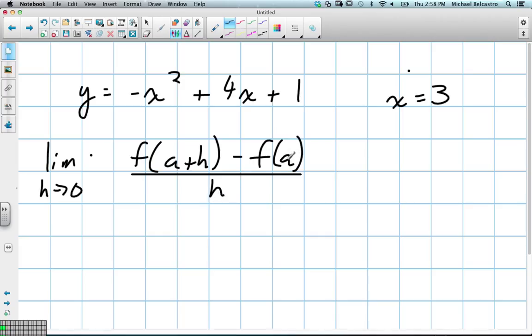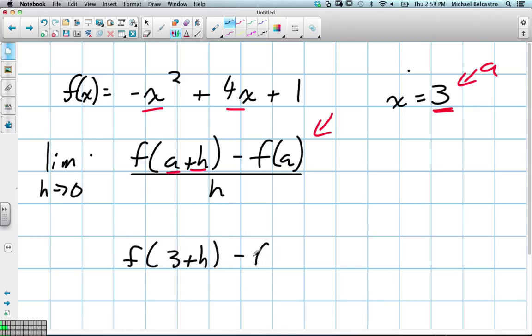So f at a, and right now this is equivalent to x, but it's the same idea as f at x. Our x value here takes the place of our a in this question. We're looking for the slope when we're at the value of 3. So we're going to be plugging in 3 into this equation to find f at a, and we're going to plug in 3 plus h into this equation to find f at a plus h. So as we go through it, our f at a plus h is the idea of 3 plus h, minus f at 3, divided by h.